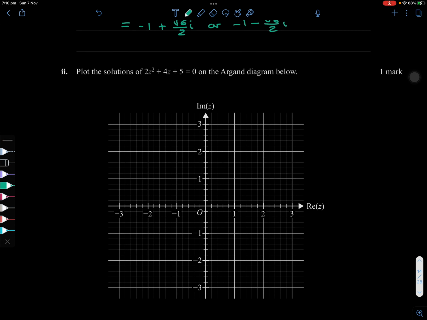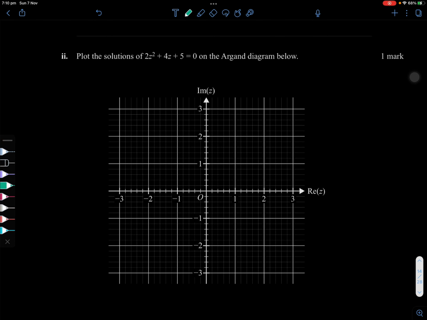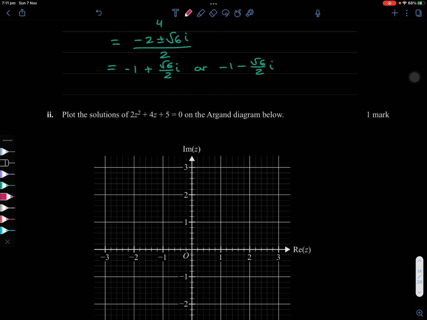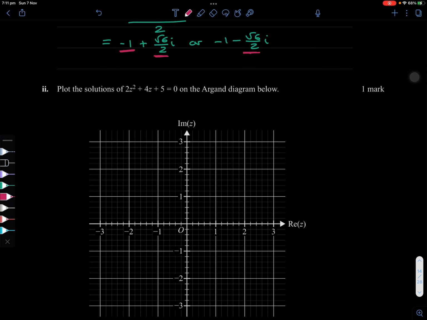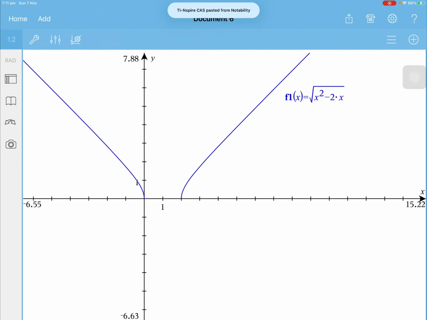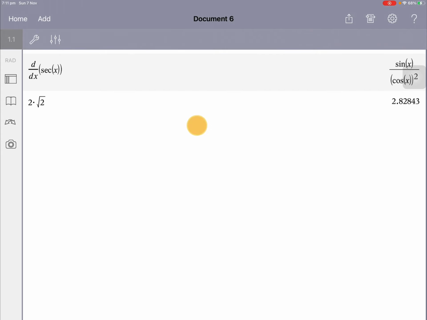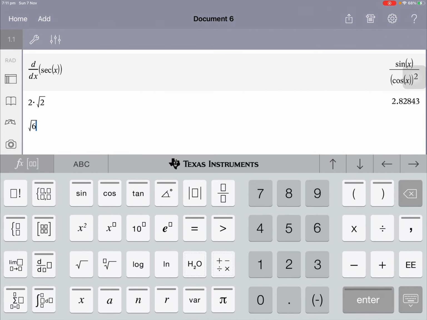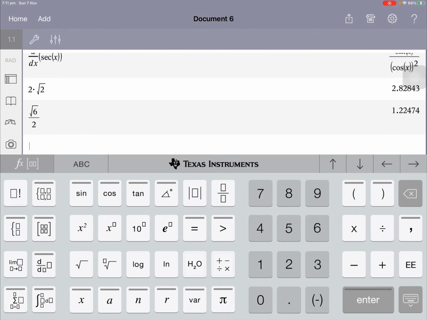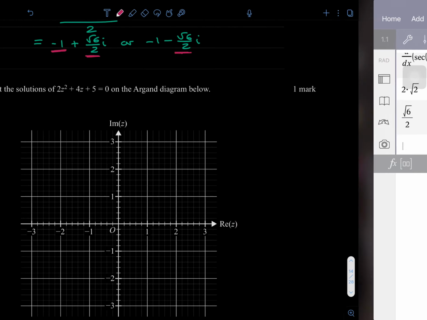Okay. Now it says plot the solutions of that on the Argand diagram below. So looking at this, our real component is negative 1, and our imaginary components are root 6 on 2 and negative root 6 on 2. So I'm going to go on the CAS and see what the decimal approximation of root 6 on 2 is, just so I can actually sketch it a bit more accurately. So let's go root 6 divided by 2. That gives us 1.22. Okay.